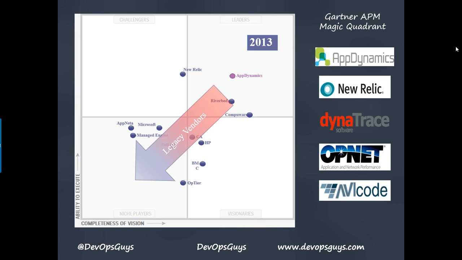Some have already been acquired because the traditional vendors just can't keep up with the rate of innovation. They can't keep up with the new challenges in the space.